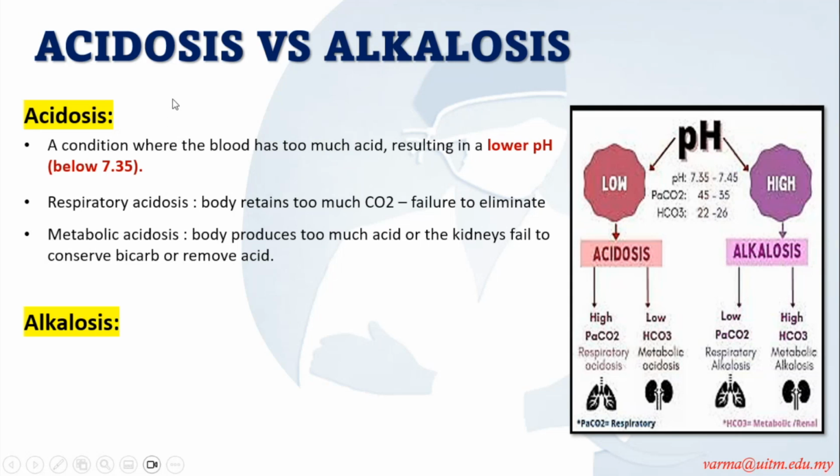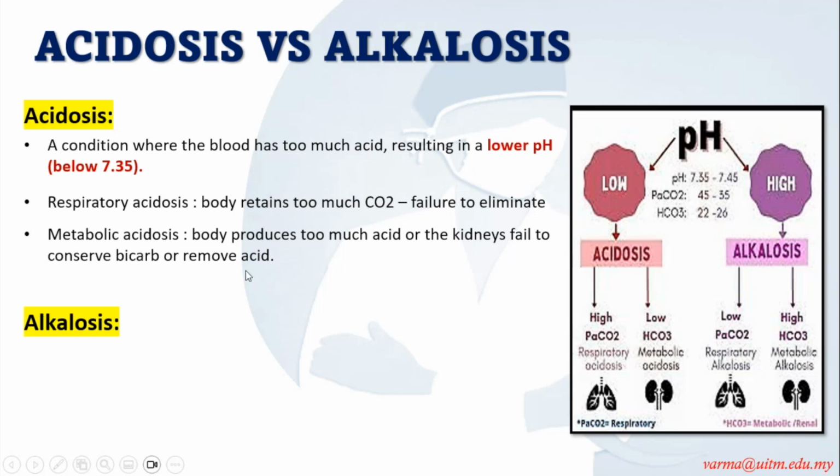You can start off by saying normal pH is 7.35 to 7.45, and acidosis is blood which has a lower pH below 7.35. It is divided into respiratory acidosis or metabolic acidosis. Why do I add this? Because the mark given is 1 mark, so just saying lower pH below 7.35 might not get you the full 1 mark. So you have to say it is divided into respiratory acidosis, where the body retains too much CO2, or metabolic acidosis, where the body has too much acid or the kidney fails to conserve bicarb or remove acid.